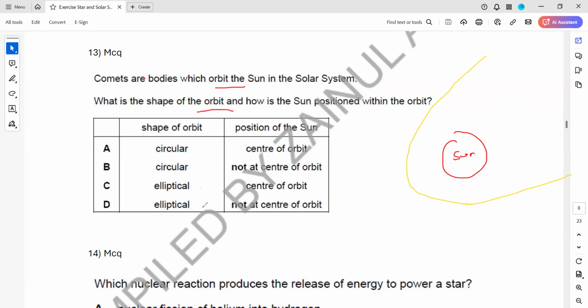So either C can be an answer or D can be an answer. And then the center of the orbit, the center of this ellipse, is not the sun. For comets, the orbit is elliptical, and at the center we don't have the sun. There's a focus of the ellipse, and there we find the sun, but not at the center. That's why option D is the right answer.